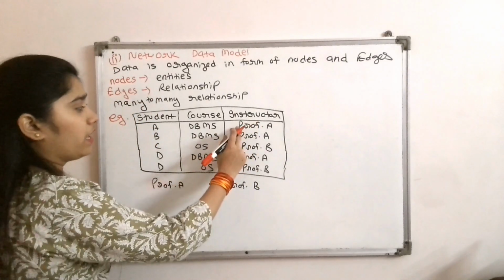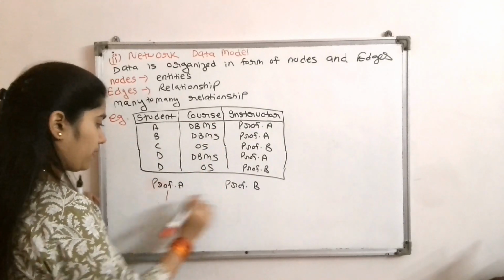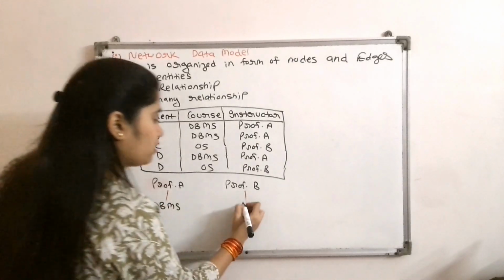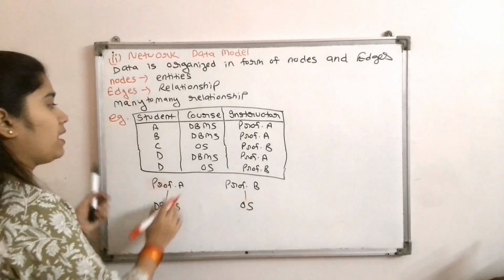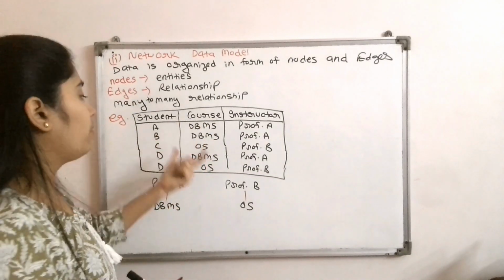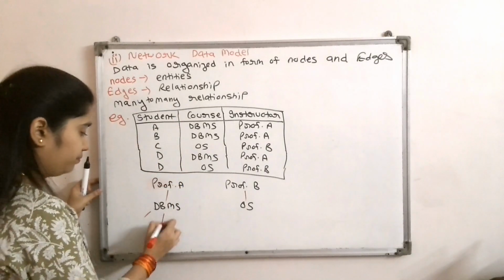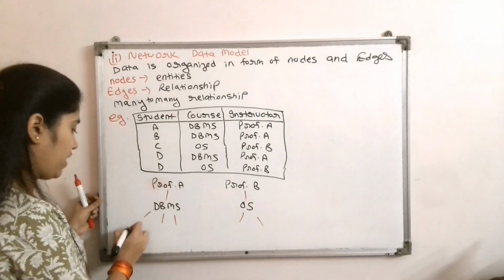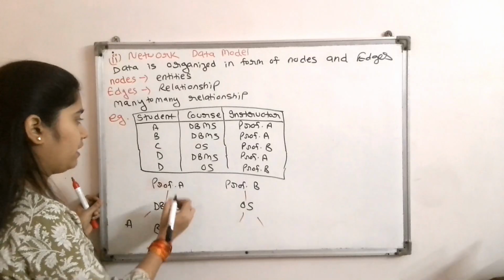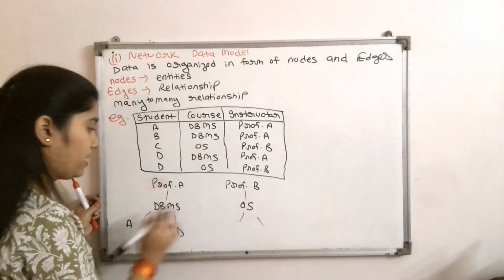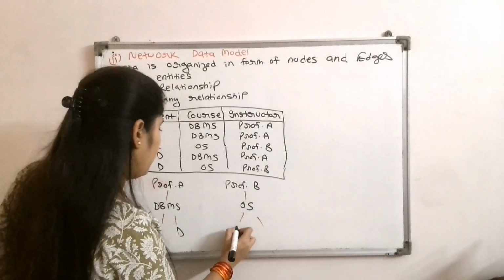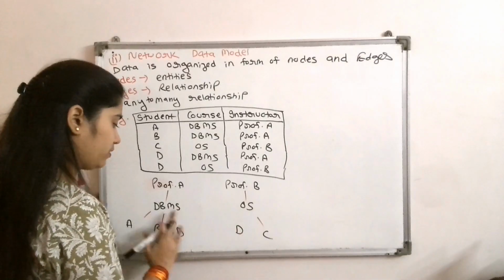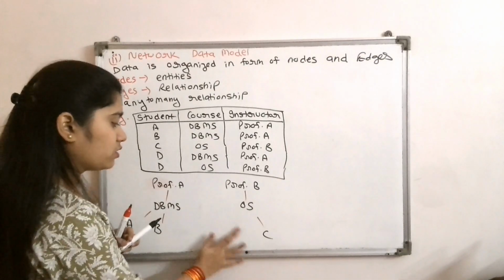Now, Professor A teaches DBMS and Professor B teaches OS. DBMS and here is OS. Now in DBMS three students are enrolled and in OS two. In DBMS we have A, B and D. And here in OS, here is D and C. So can we write it here as D, we will take it as common.